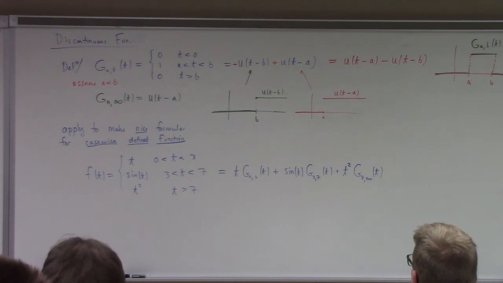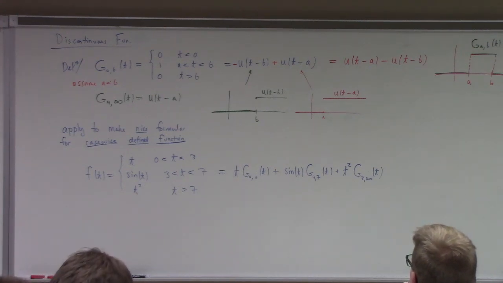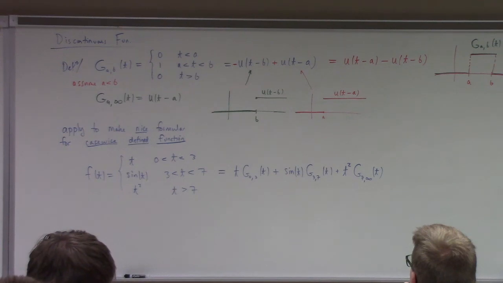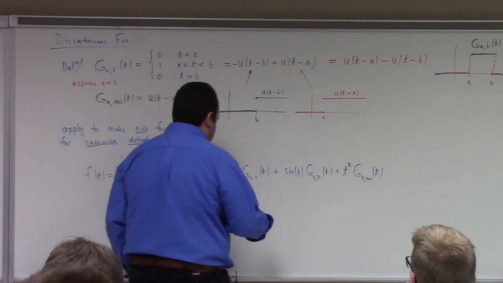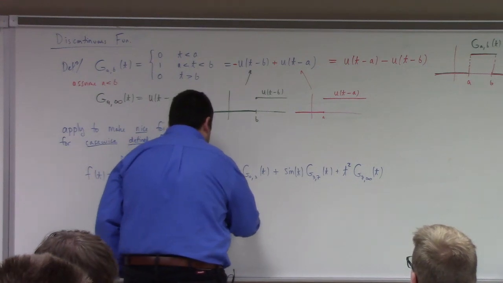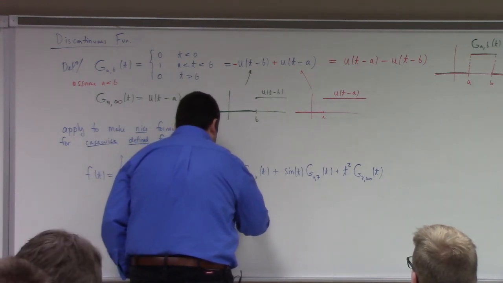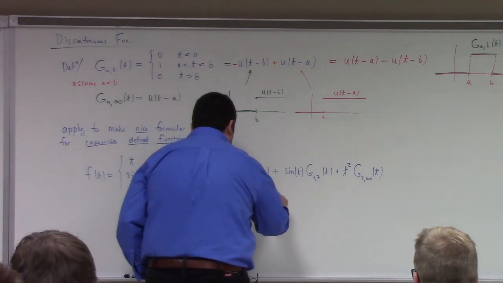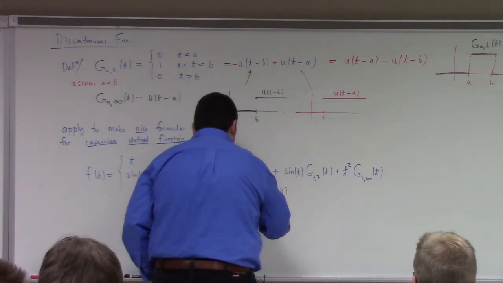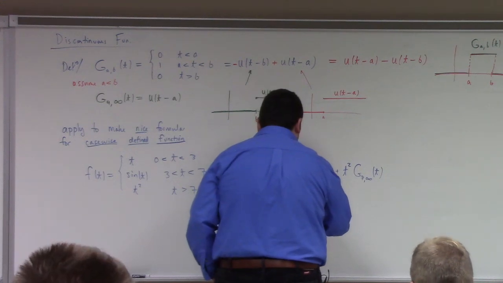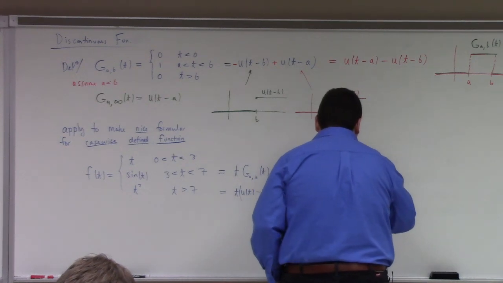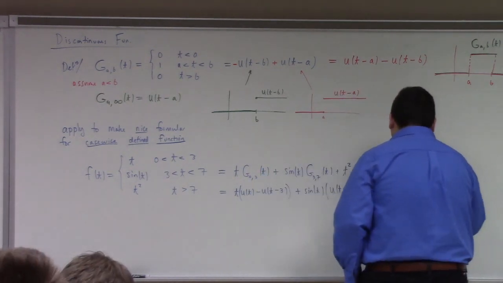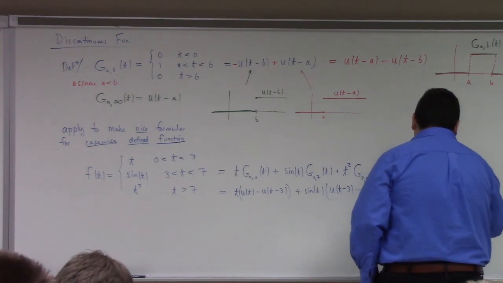Stupidly simple. But it turns out we need to rewrite this in terms of unit step functions to actually take Laplace transforms. All right? So what does this look like in terms of step functions? Well, this is t times u of t minus u of t minus 3, parentheses, plus the sine of t times u of t minus 3 minus u of t minus 7, plus t squared times u of t minus 7.